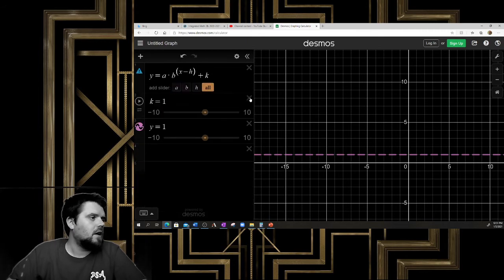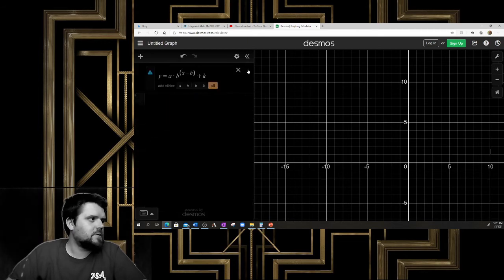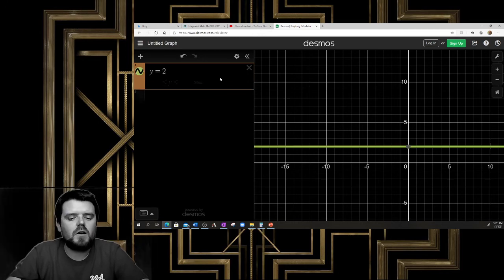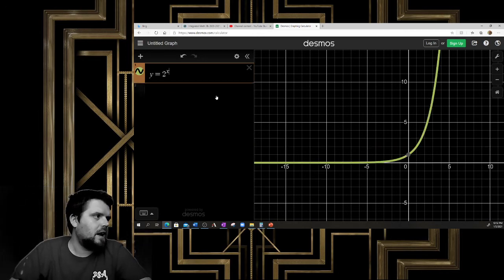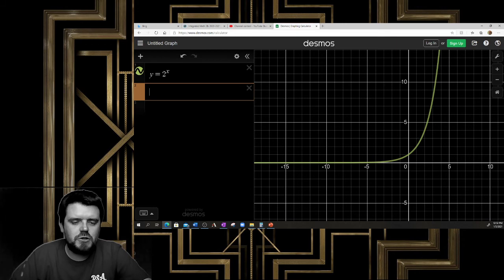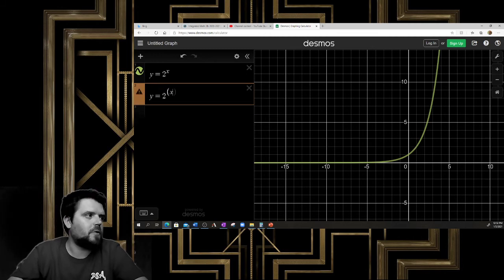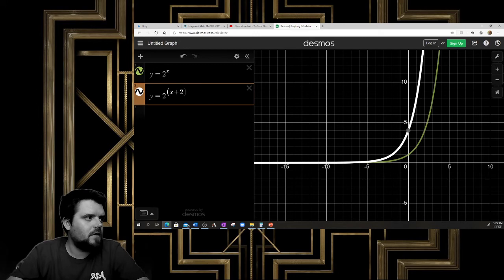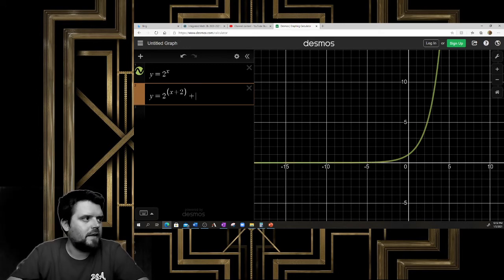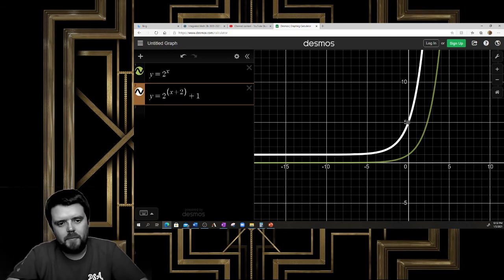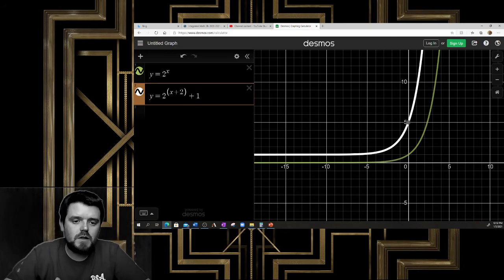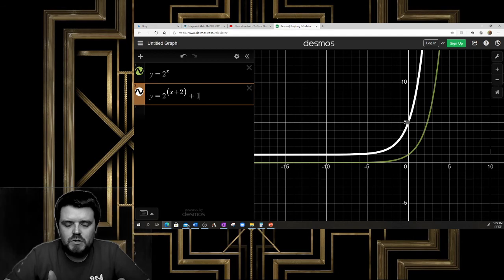Okay? So let's look at a couple examples here. Say I start out with y equals 2 to the x, and I ask you to move it left 2 and up 1. So you would tell me, using the equation editor preferably, left 2 and up 1, that would be x plus 2 to move it left 2, and then up 1 on the outside would be plus 1. My preference is that you guys are using the equation editor. That's one of the reasons why we use Schoology.